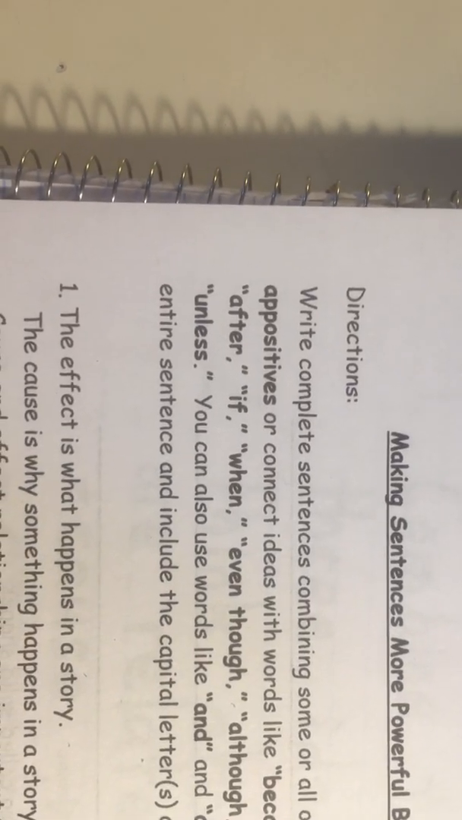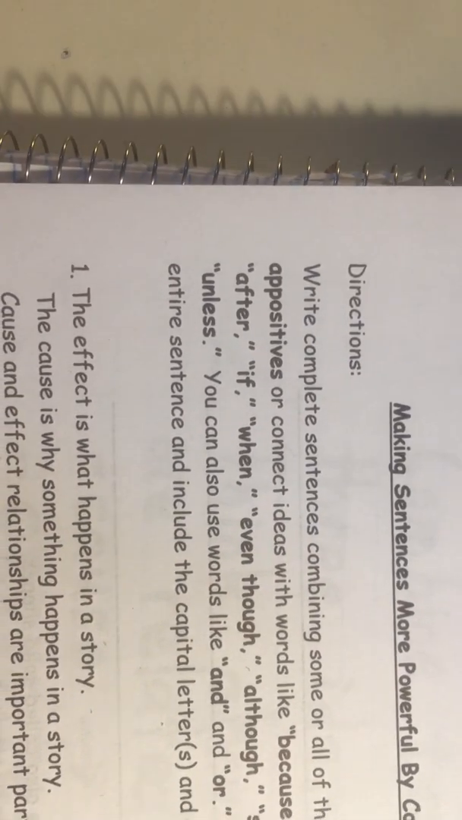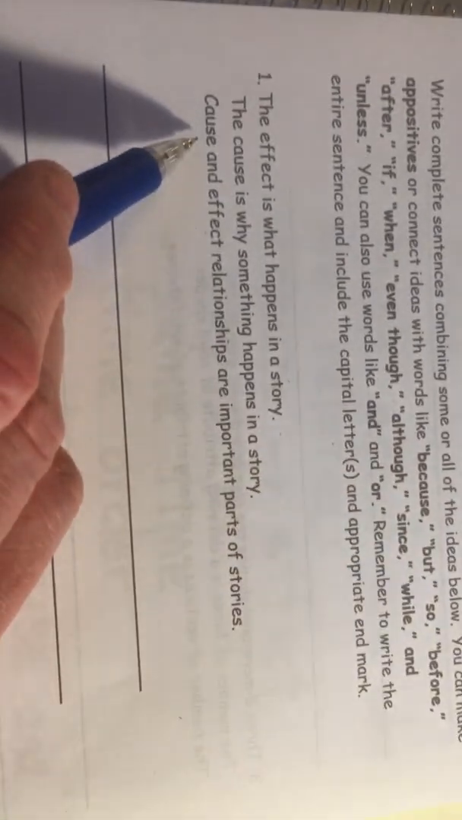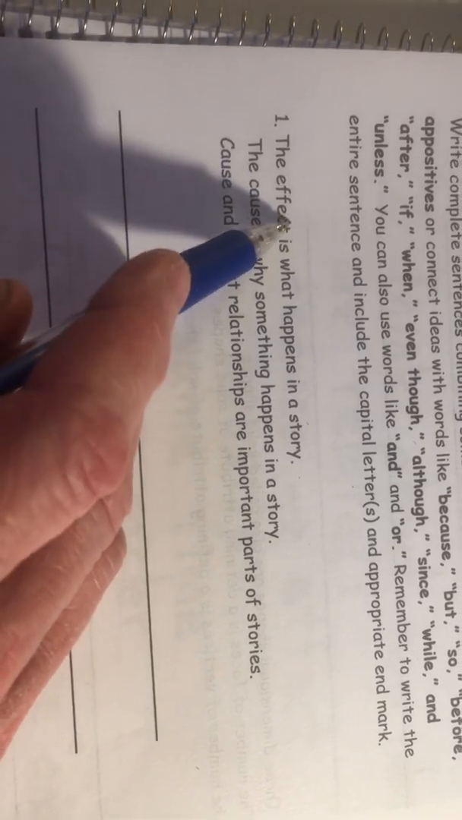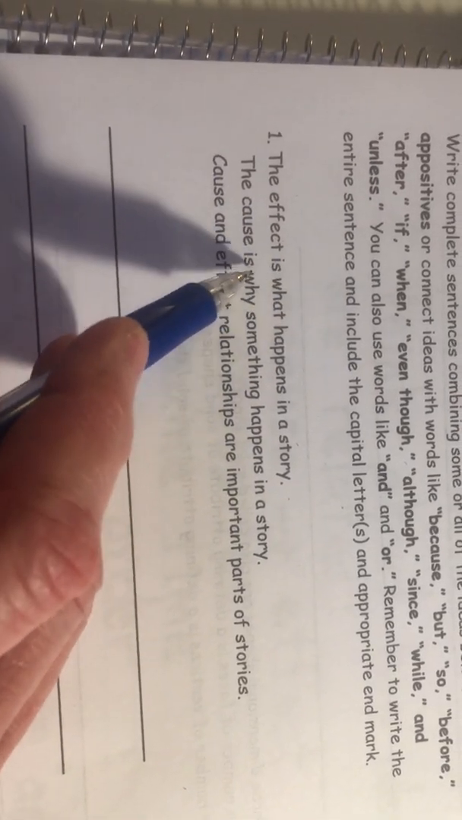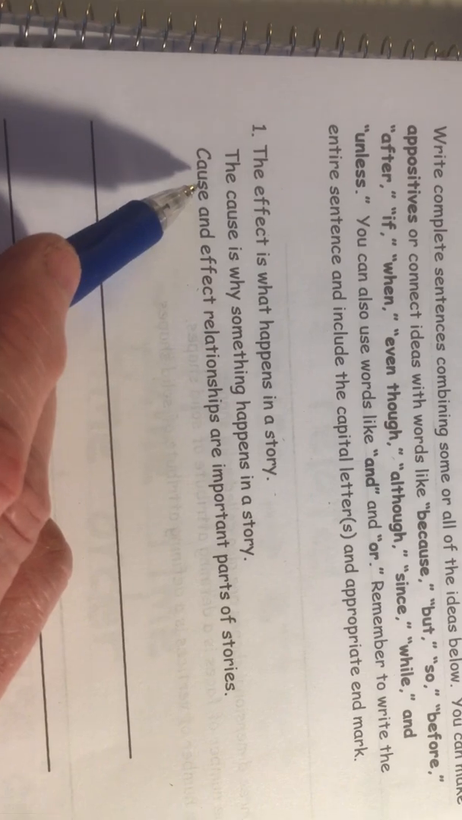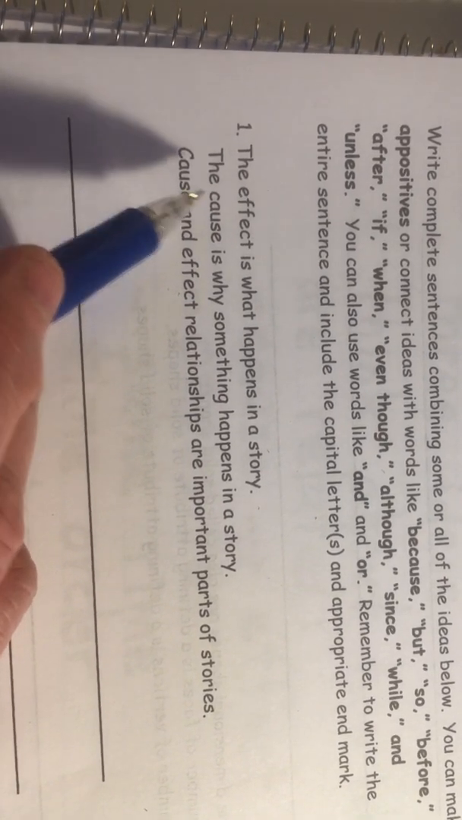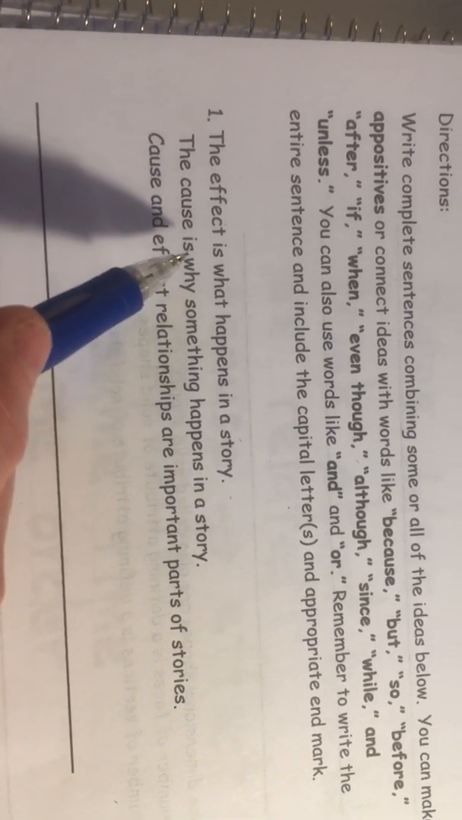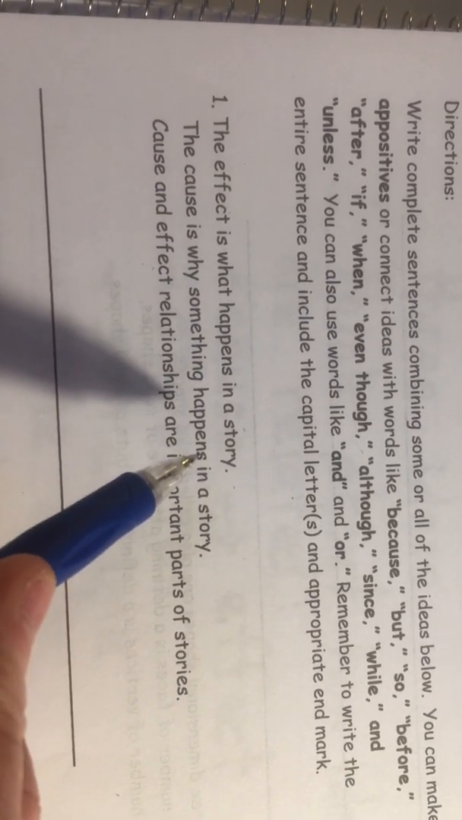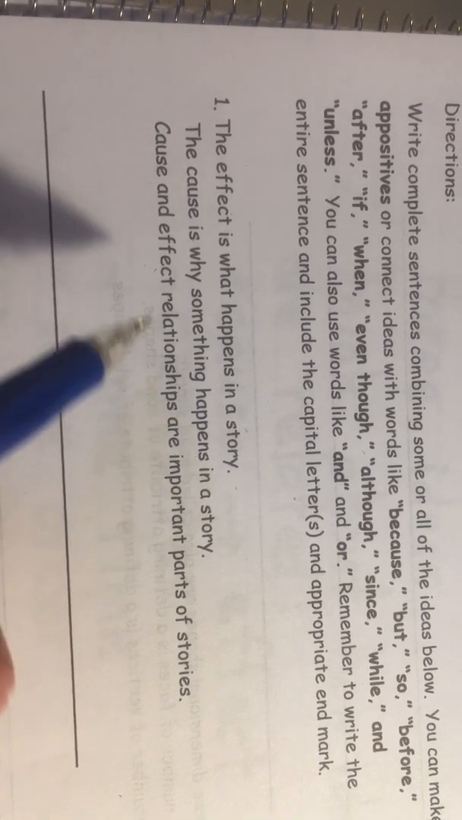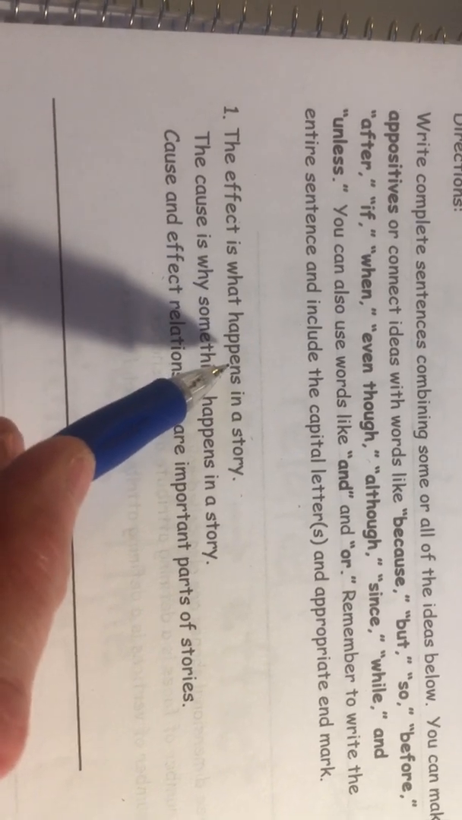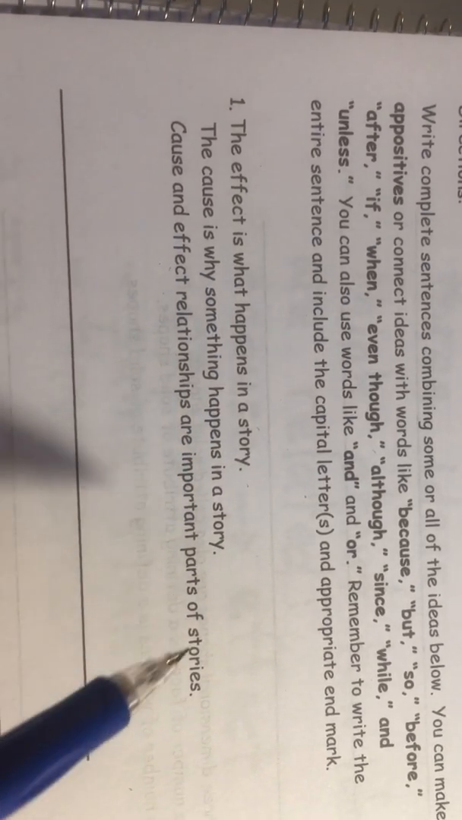Appositives define what things are. So, for example, this is going to be our main sentence that we're going to make more powerful by adding appositives here. You could say cause, which is why something happens, and effect, which is what happens, are important parts of stories.